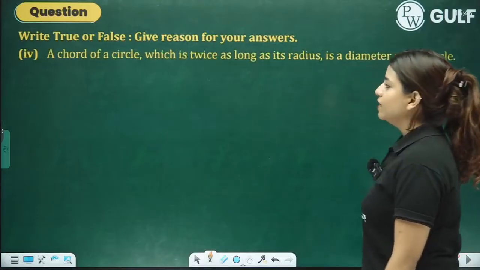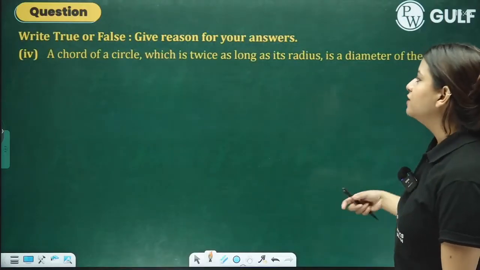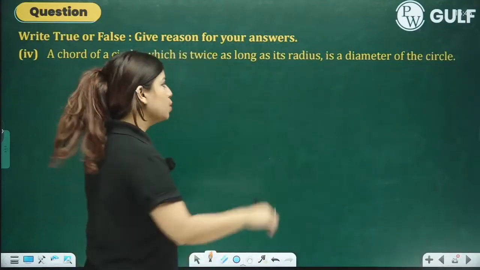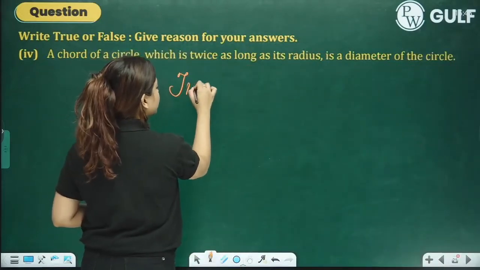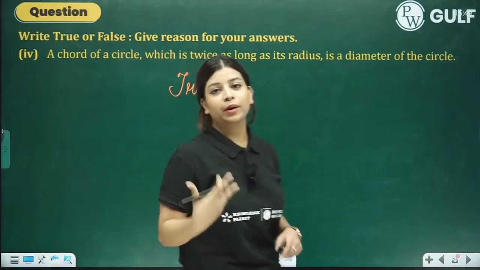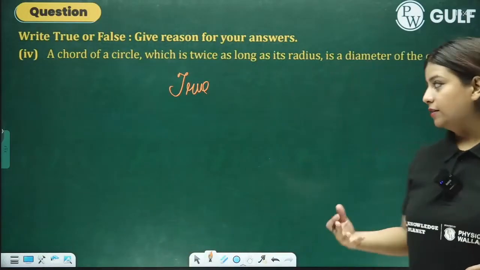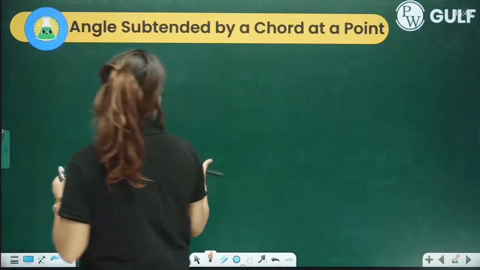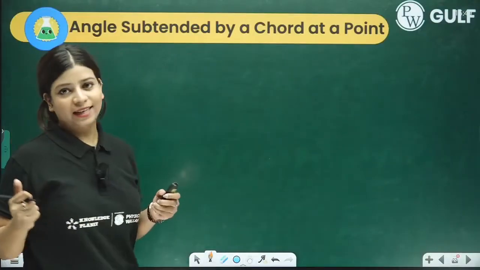The next thing that we have is: a chord of a circle which is twice as long as its radius is the diameter of a circle. That's true. So when we double the radius, it becomes the diameter of the circle. Alright, now let's learn about the angle subtended by a chord at a point.